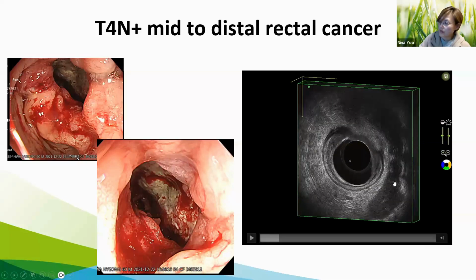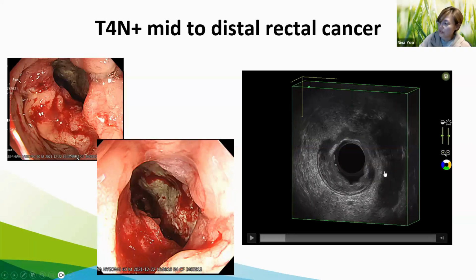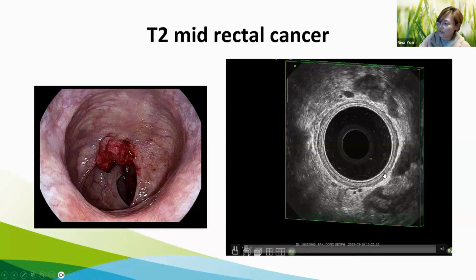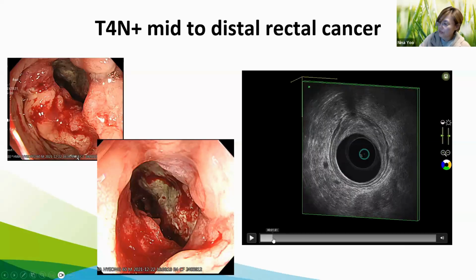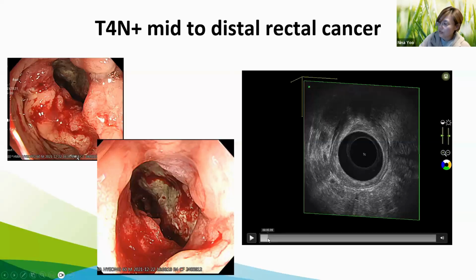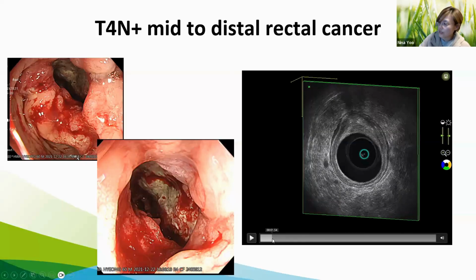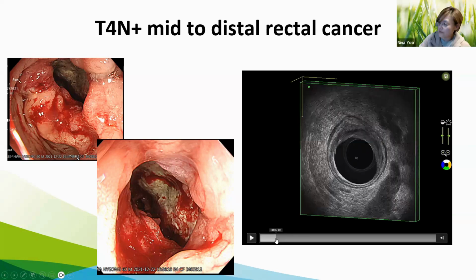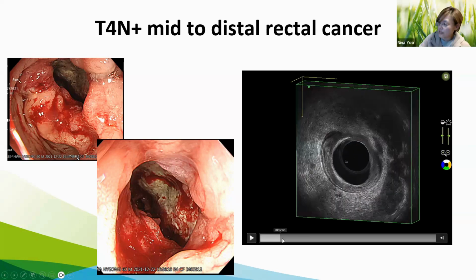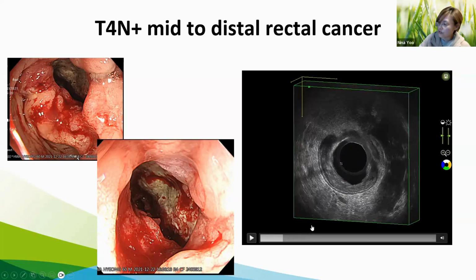This is the seminal vesicle. The tumor starts at the seminal vesicle. As you see here, you see this little lymph node. You can see these tubular structures running through the mesorectal area.